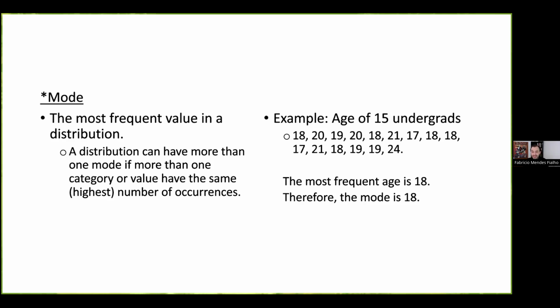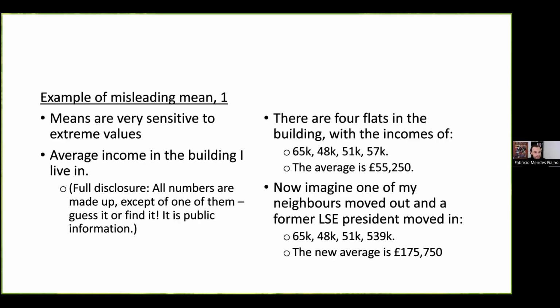So back to the simple example of our 15 students. The most frequent age reported out of these 15 different values was 18. It's the most frequent age. So the mode for those students is 18 years old. Got it? So let's move on.